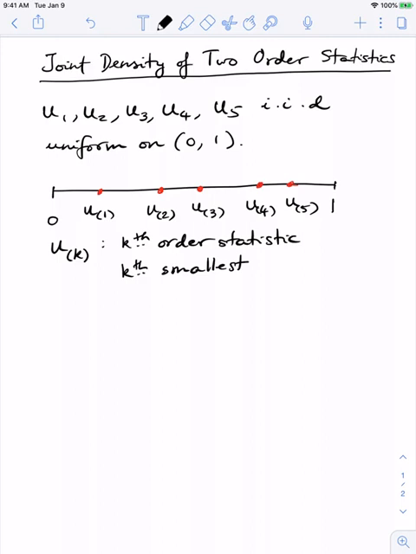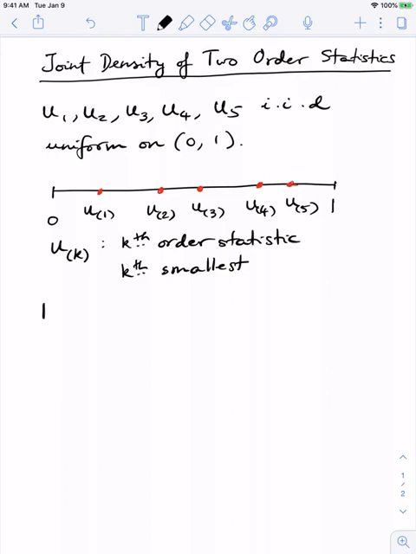Any one of the points that you threw down is equally likely to be this particular one, but we don't know which one. And what we're going to do is see if we can find the joint density of any two of them. The method that we use is going to be quite generally applicable. You can use it to find other joint densities as well.